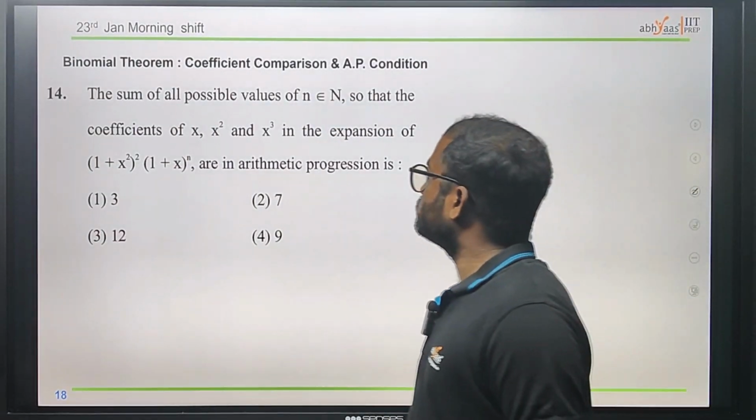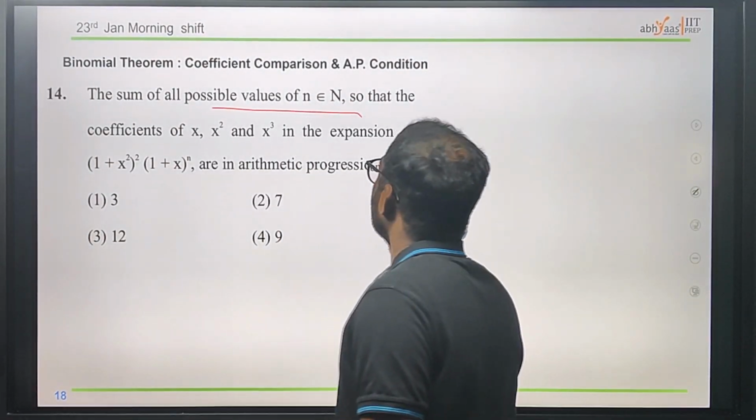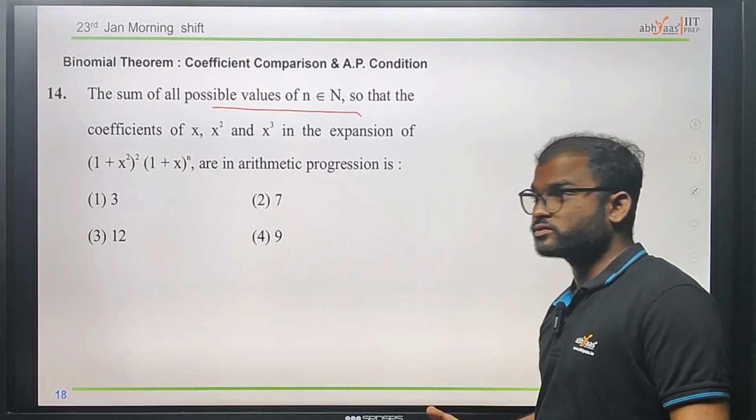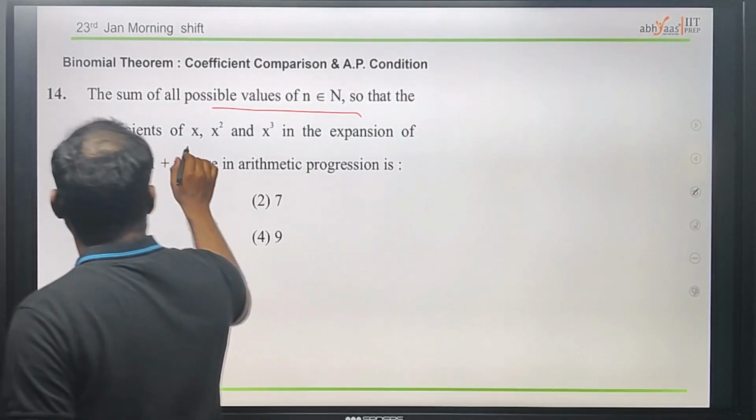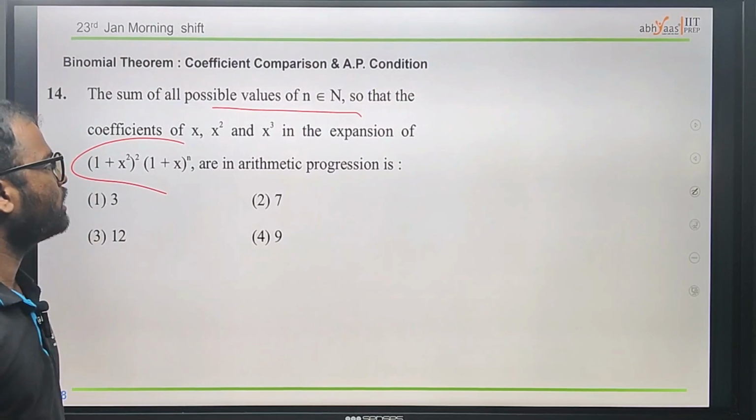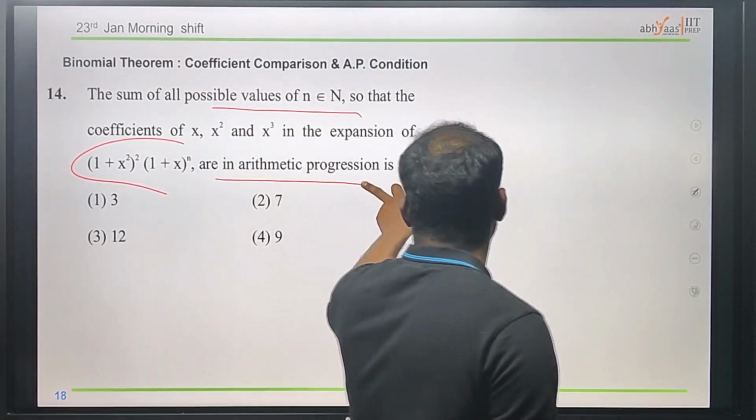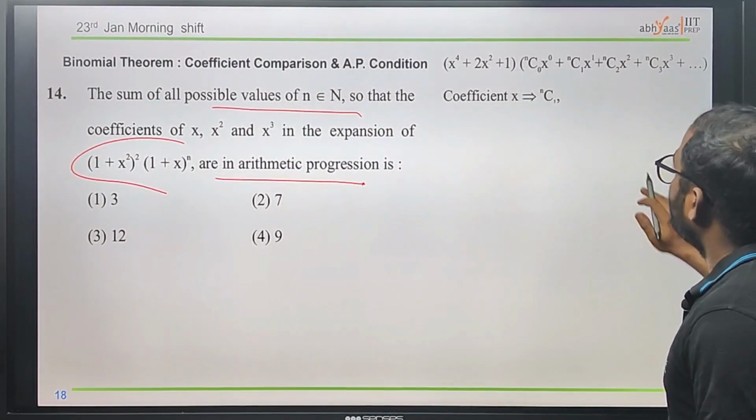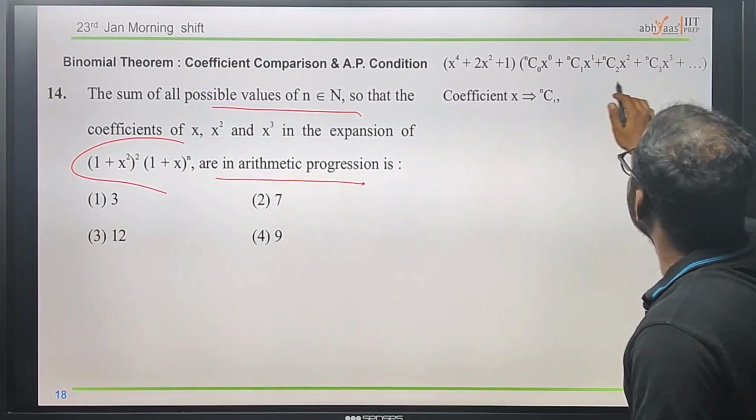Now we have the sum of possible values of n, which belongs to natural numbers, so that the coefficients of x square and x cube in the expansion of (1 plus x square) whole square into (1 plus x) power n are in arithmetic progression. If you see here, we need to write the general term of this equation.